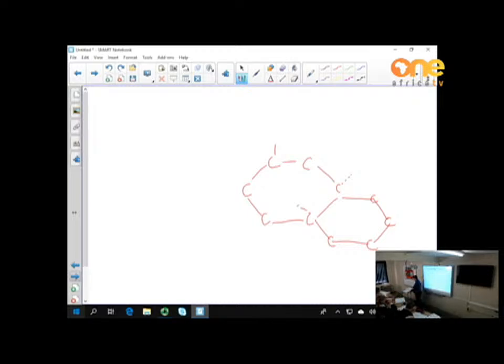Metallic bonds. With metallic bonds, we basically have a positive atomic rest surrounded by a sea of delocalized electrons. What are the properties of metals? Shiny, malleable, ductile, sonorous, good conductors of heat, good conductors of electricity. The reason why they have these properties is due to the delocalized electrons.